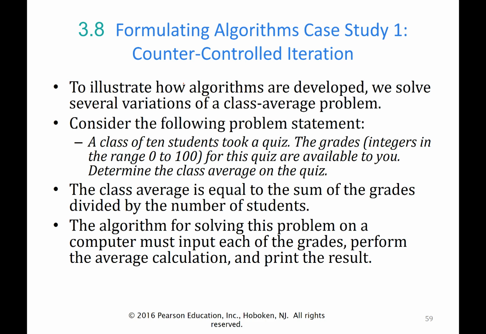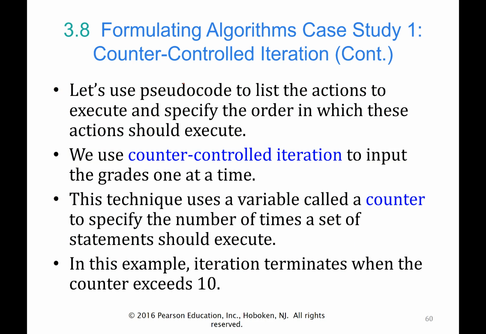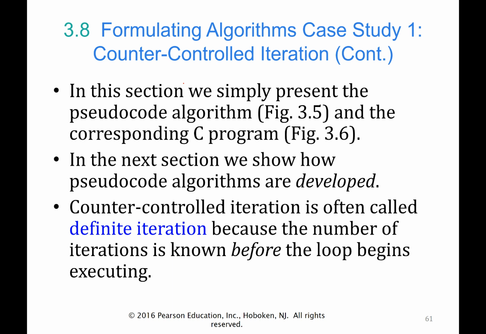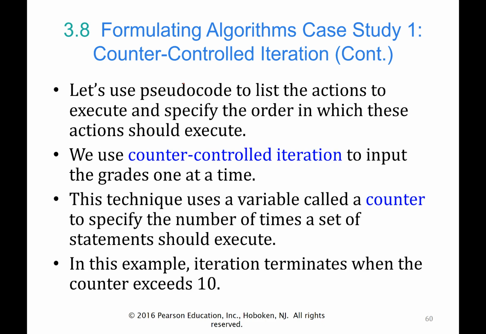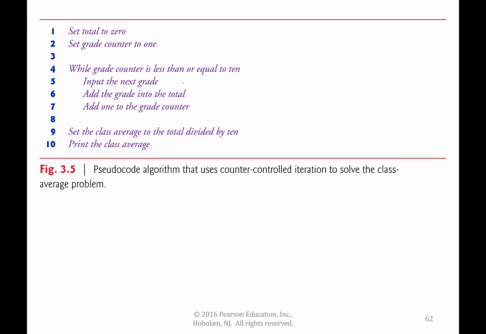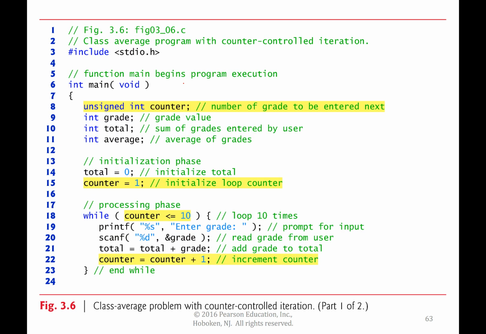So consider the statement: a class of ten students took a quiz, determine the class average. Again, here we're using a counter, and we know exactly how many students there are. In this particular case, we have 10 students. And we can use the while grade counter is less than or equal to 10, input the next grade, add the grade to the total, add 1 to the grade counter, and then we calculate the grade. And our code's going to look like that.